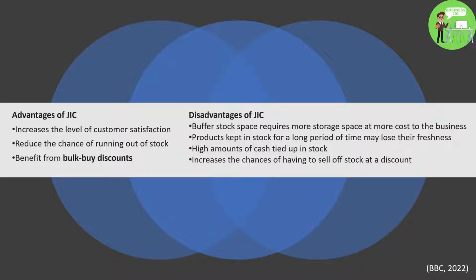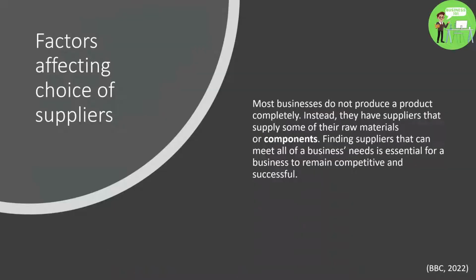Okay. And then if we quickly move on to the disadvantages of JIC, these are buffer stock space requires more storage space at more cost to the business. So it's going to cost you money to store the stock. Products kept in stock for a long period of time may lose their freshness, so it's a problem for perishable goods. High amounts of cash tied up in stock and increases the chances of having to sell off stock at a discount. So if you've got it and you need to get rid of it, you may have to sell it at a discount just to push it out, okay?